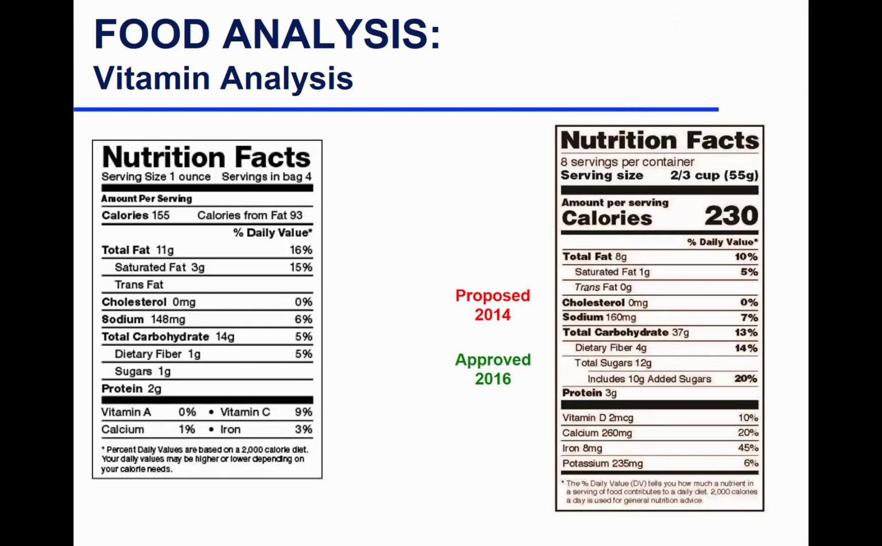Now, the new label has only vitamin D. Originally there was concern about deficiency of vitamin A and vitamin C, but nowadays there is no longer concern about deficiencies of these two vitamins, given how many foods are fortified with them. However, the concern currently is with vitamin D deficiency, and that's why we're moving to vitamin D on the nutrition label.